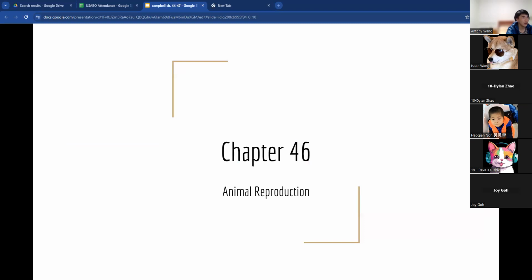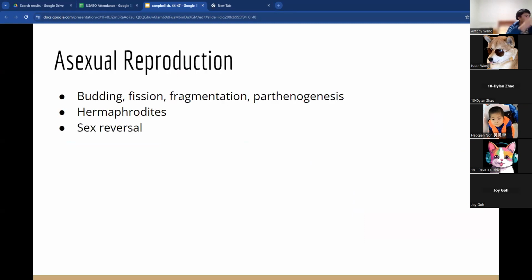Anyways, I'll move on. Animal reproduction. We reproduce sexually, but a lot of animals don't. They reproduce asexually, and here are some examples.